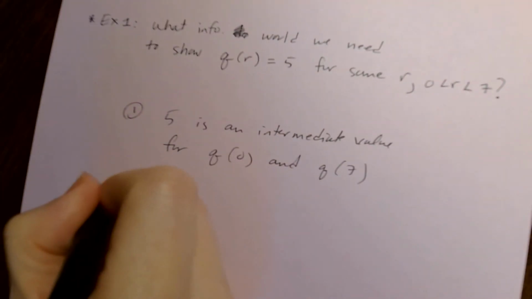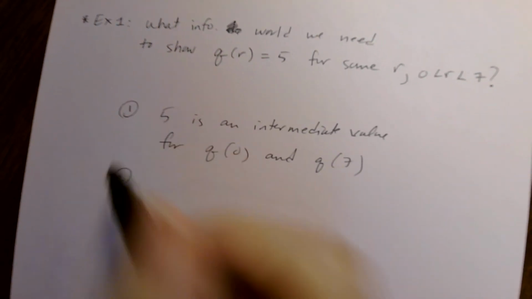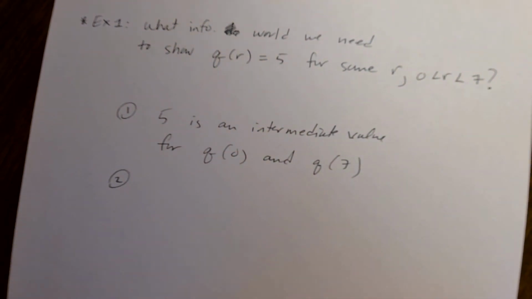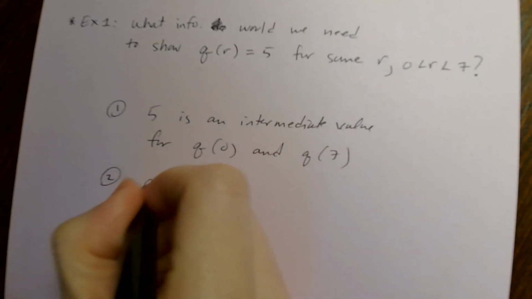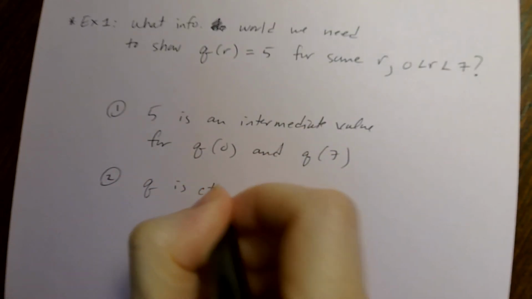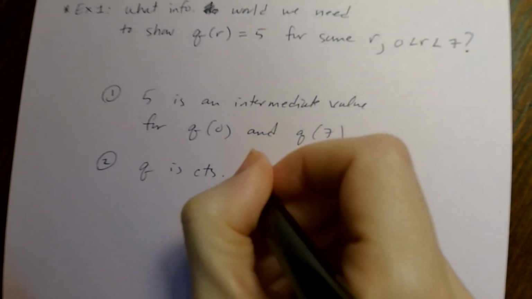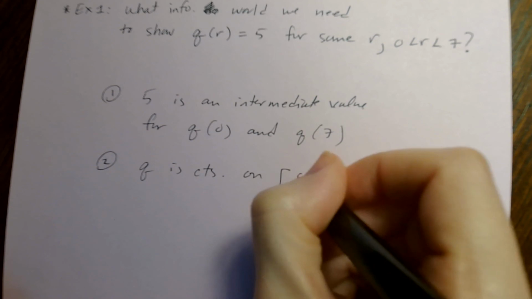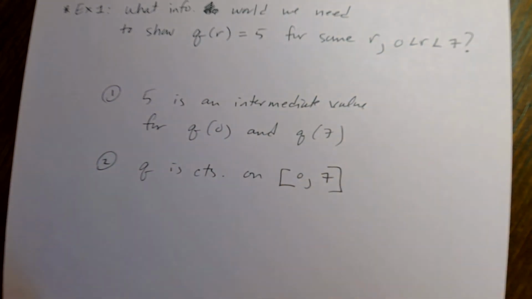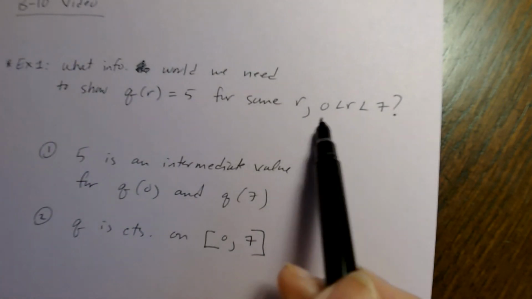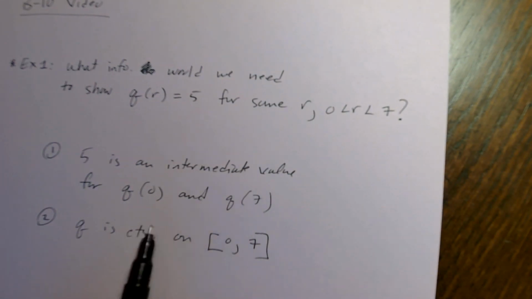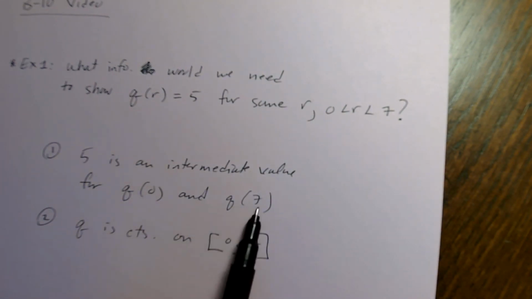So that's condition 1. And these could be reversed. But number 2, you need continuity. So Q is continuous. CTS is a fine abbreviation for continuous. Q is continuous on this closed interval 0 to 7. All right, so these numbers here, 0 and 7, are the same as this 0 and 7, and this needs to be a closed interval. All right, guys, that's it.